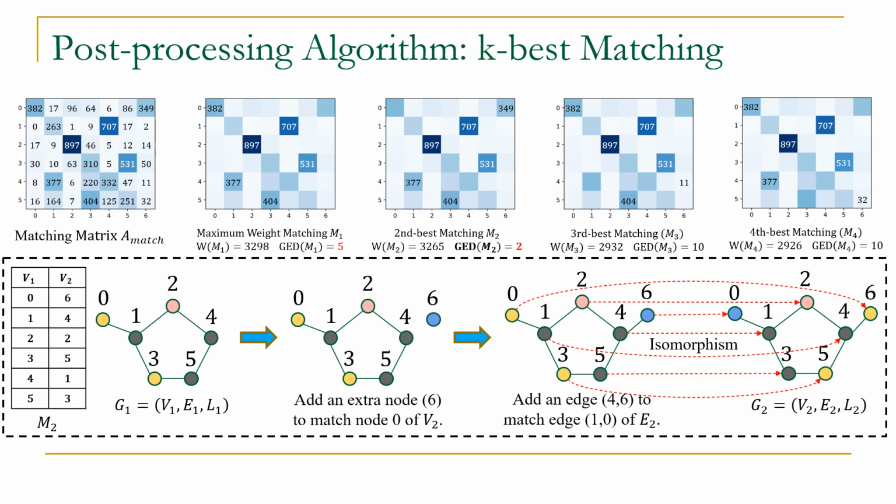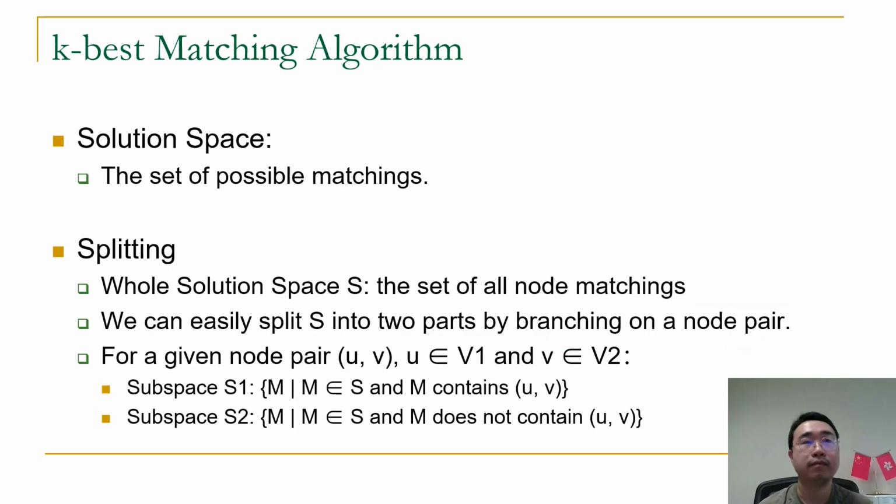Here, for ease of presentation, it is enlarged to an integer between 0 and 1000. We can see that, in this example, the maximum weight matching M1 results in 5 edit operations. But the second best one, M2, leads to the best solution, only 2 edit operations. The below part of this figure shows how we convert the second best matching M2 into edit operations.